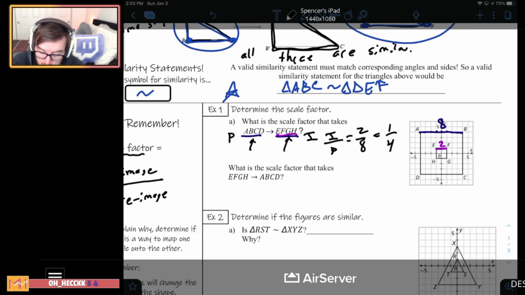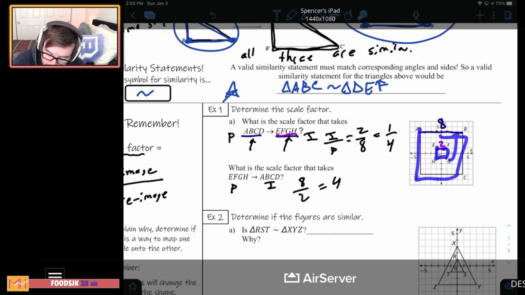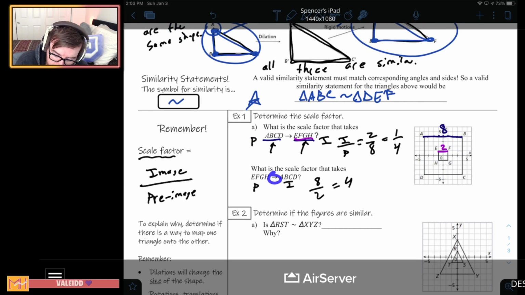What is the scale factor the other way around? Well, now this has become the image, and this is the pre-image. So 8 over 2, the scale factor is 4. We're multiplying by 4 in order to make it bigger, right? And we're multiplying by 1/4 in order to make it smaller. It all depends on the direction that you're going. And that arrow is telling us the direction. We are shrinking, we are enlarging.